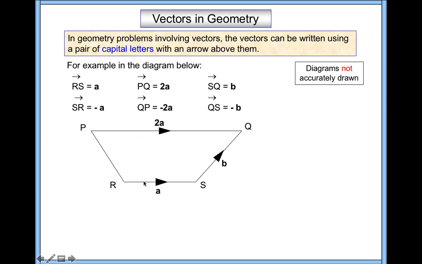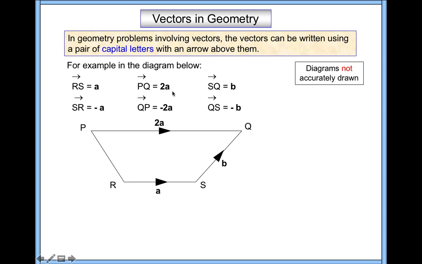Okay, now vector RS is A. So what is vector SR? With reference to vector RS, vector SR will be in the opposite direction, so it can be described as negative A. Okay, see, vector RS is A and vector SR is negative A, because with reference to positive vector RS, vector SR is in the opposite direction. So it will be negative A.